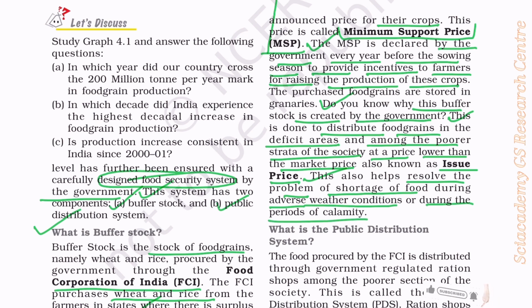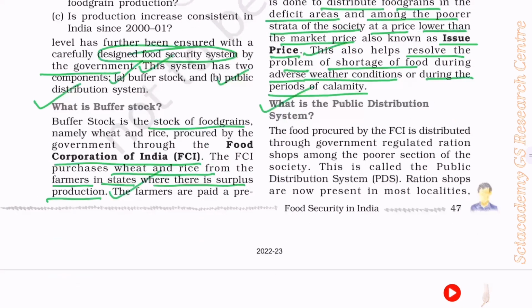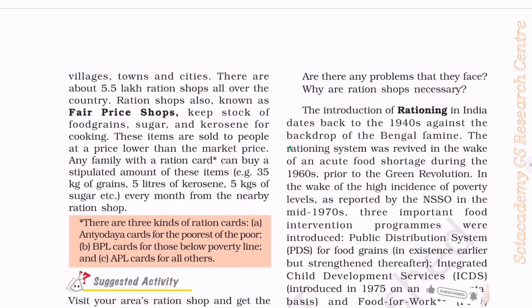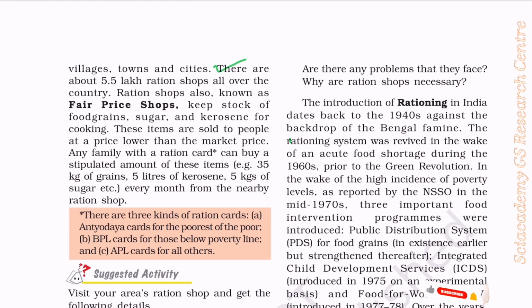What is the public distribution system? The food procured by the FCI is distributed through government regulated ration shops among the poorer section of the society. This is called the public distribution system, PDS. The ration shops are now present in most localities, villages, towns, and cities. There are about 5.5 lakh ration shops all over the country.